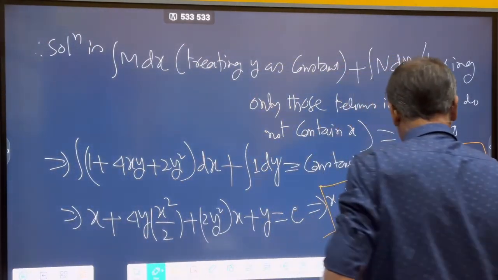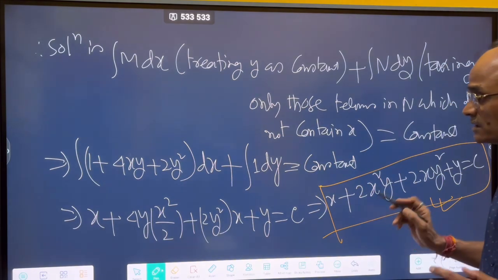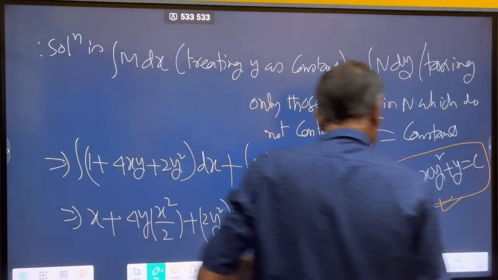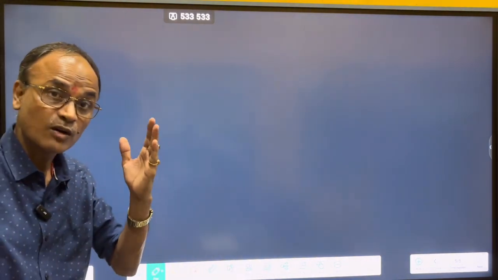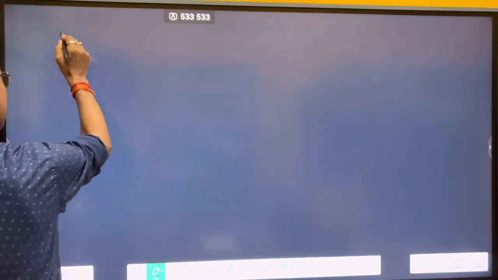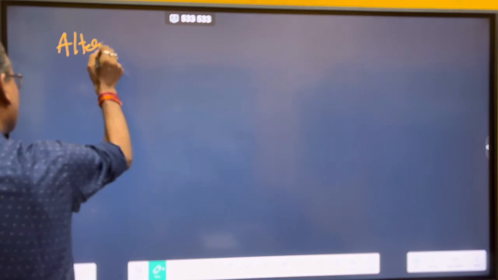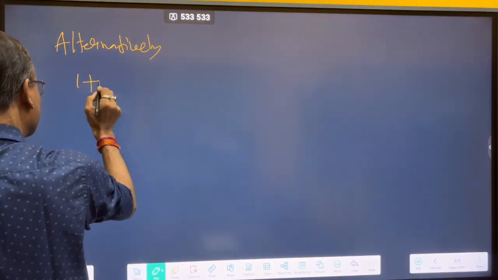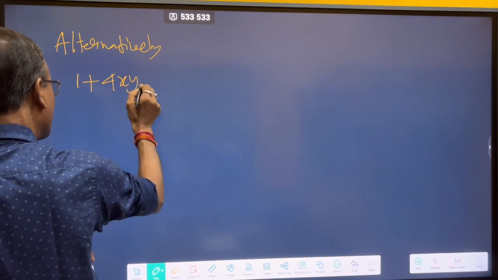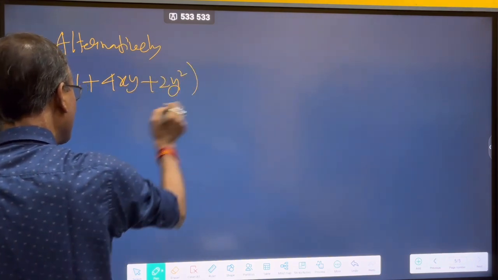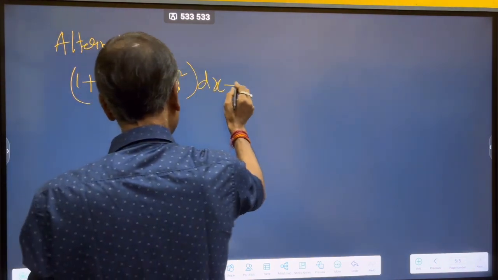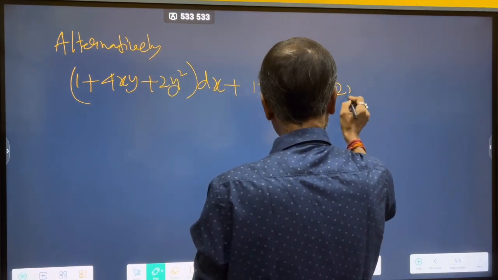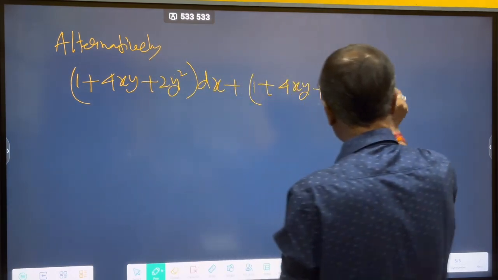Therefore, we have solved this. This is the solution. Let us try to solve this problem in the alternative way. Alternatively, the differential equation is (1 + 4xy + 2y²)dx + (1 + 4xy + 2x²)dy = 0.